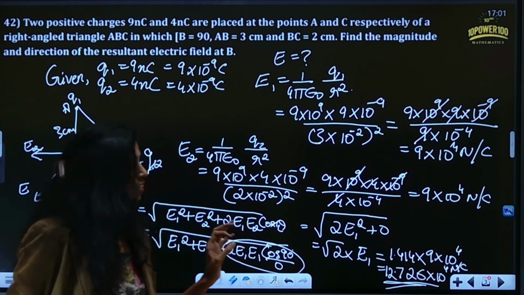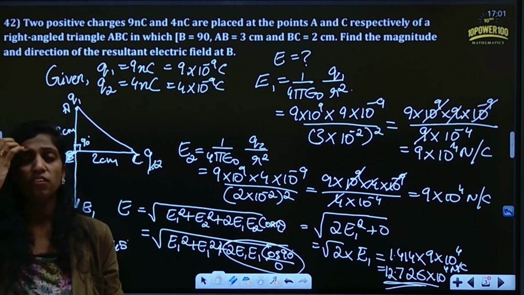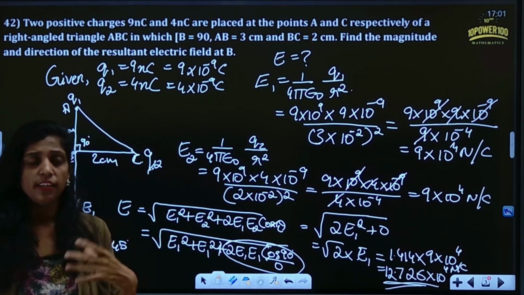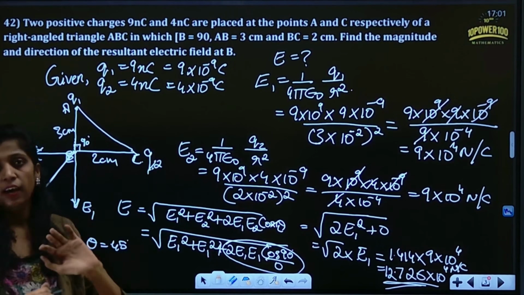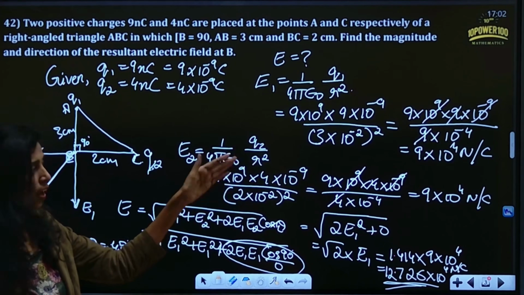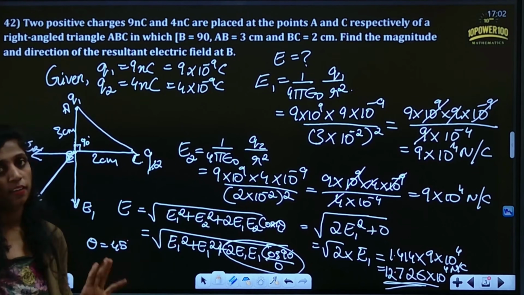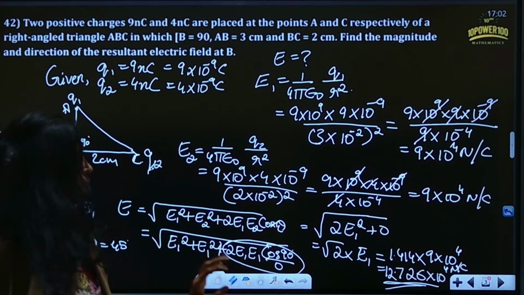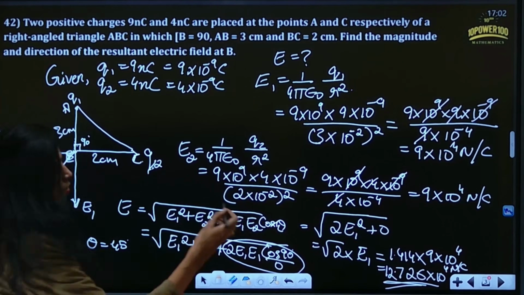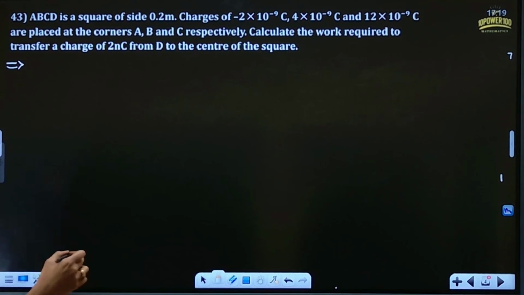So this is just a very simple numerical. You just have to use the electric field formula, that's 1 by 4 pi epsilon naught q by r square. That's it. As both the values are the same, it is easy to calculate the resultant electric field. I hope it's clear. Now moving to the next question, the 43rd question.